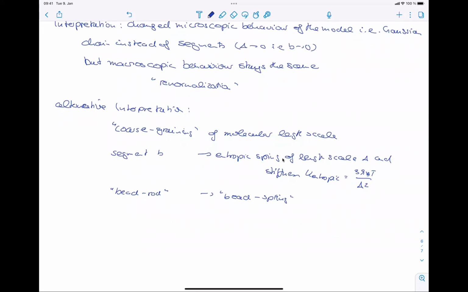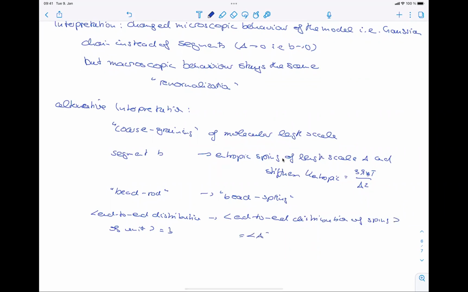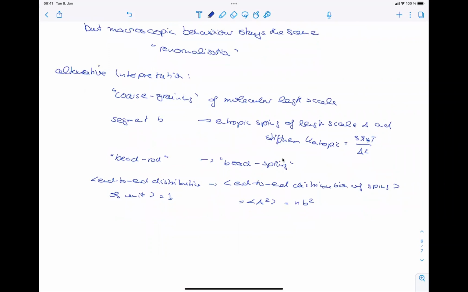And then the end-to-end distribution of the unit here was b, whereas here the end-to-end distribution of a unit, which here is the spring now, is delta squared, which is N b squared, and the corresponding propagator.